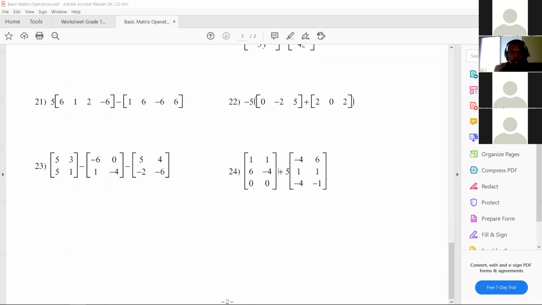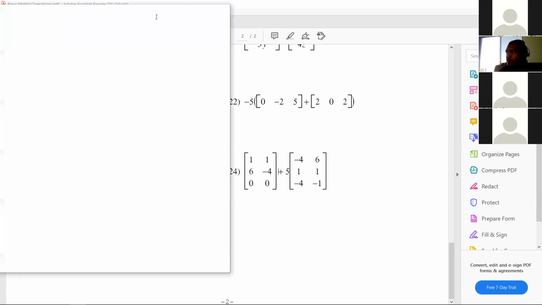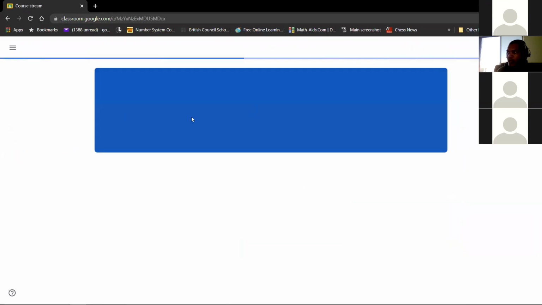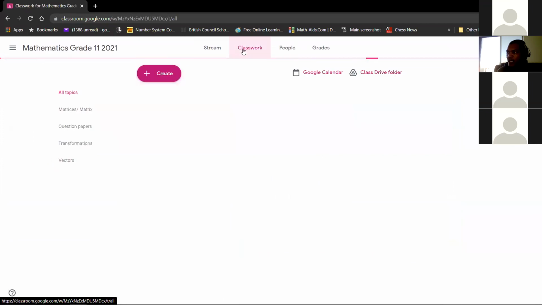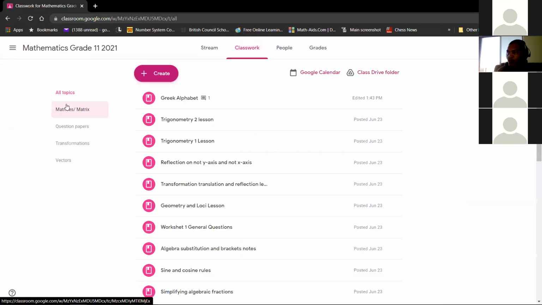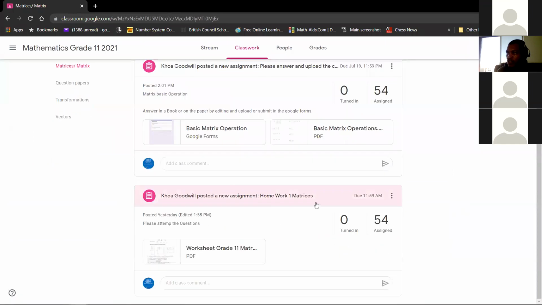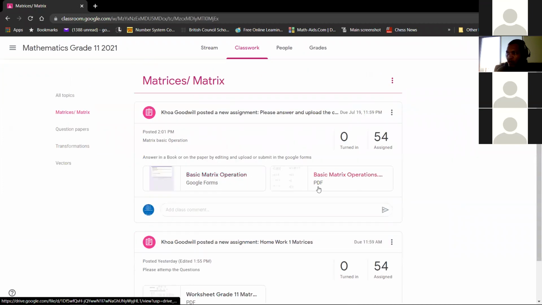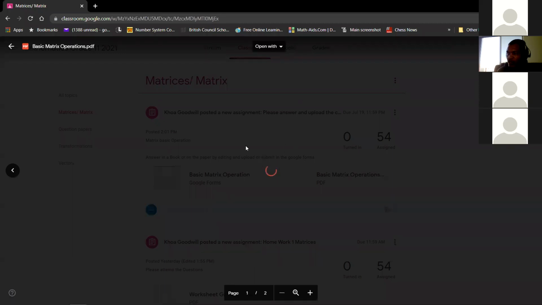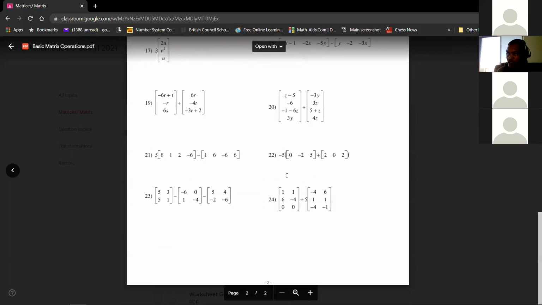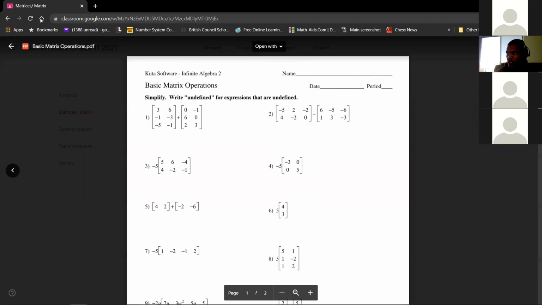So let me just quickly show you where you can find the material, and we can see. So in our classroom, you will notice it's already available under classwork. I've put the topic matrices separate now so that you can see what we have posted. That was the first homework. This is now the second homework. The PDF is the question, or the questions that you have just seen me explain now. It's exactly the same. So this is where you can find the questions.